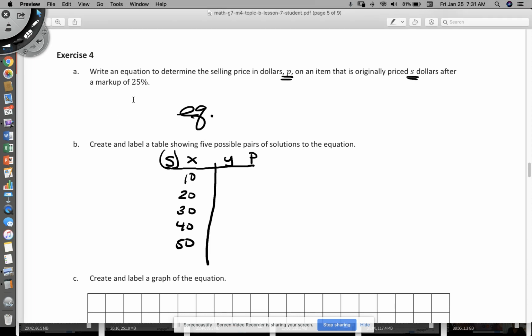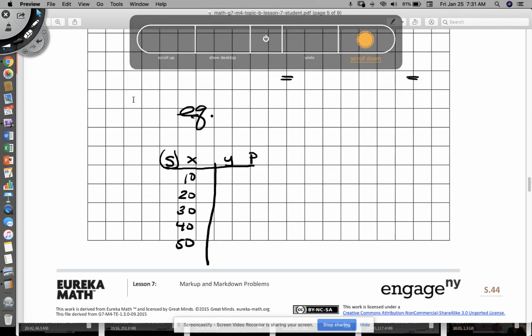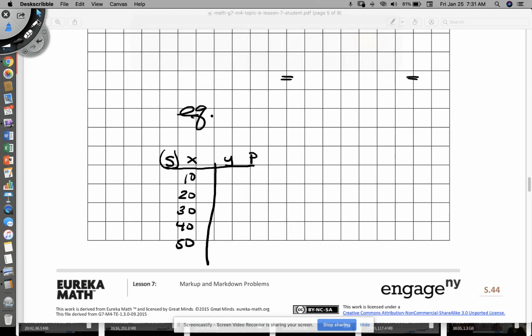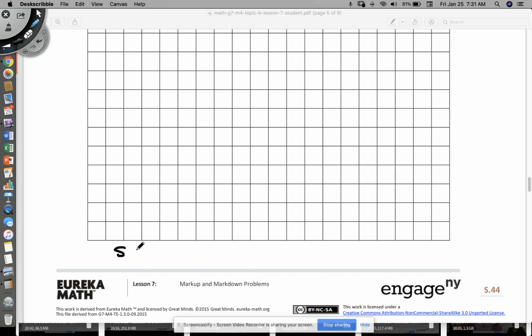And then down below, you're going to graph those. All right, so this here would be all your S numbers, and here would be all the P numbers. All right, and then you do the question on the other side. So that ends this tutorial.